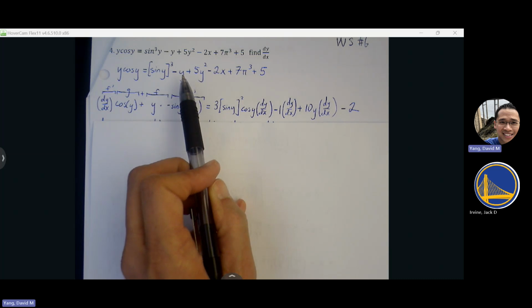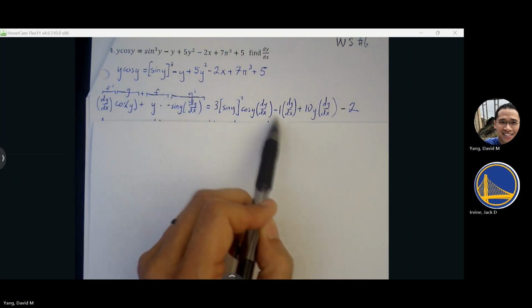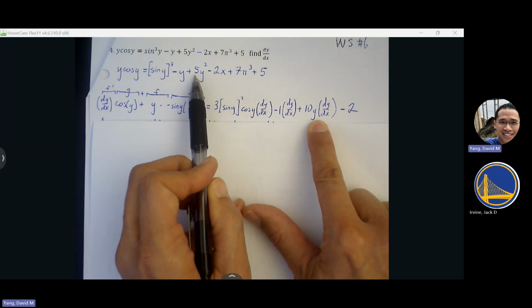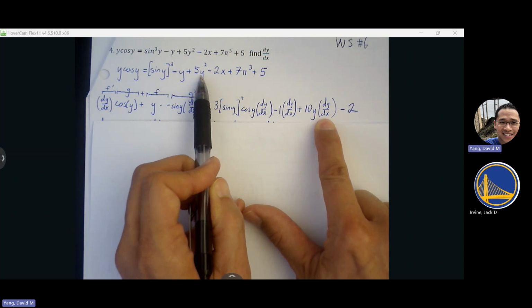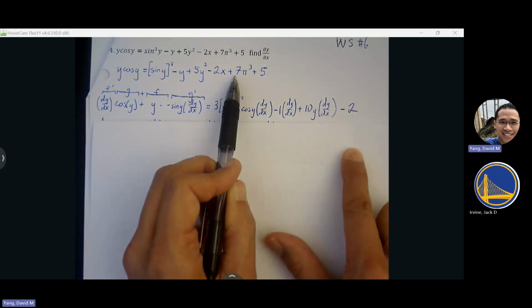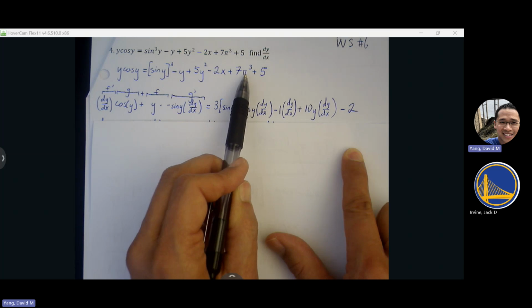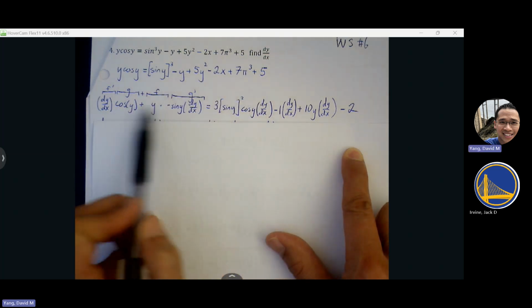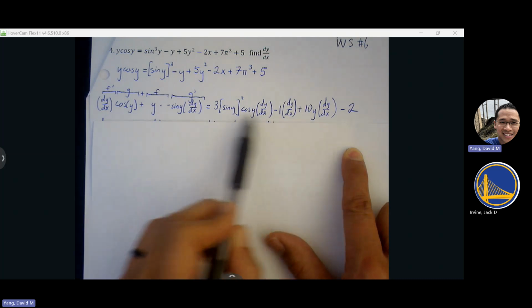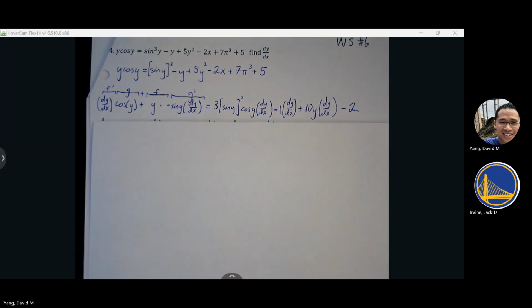Minus y becomes 1 dy dx. 5y squared becomes 10y dy dx. 2x becomes 2. 7 pi cubed becomes 0. 5 also goes to 0. So 1, 2, 3, 4, 5. We have 5 dy dx's.